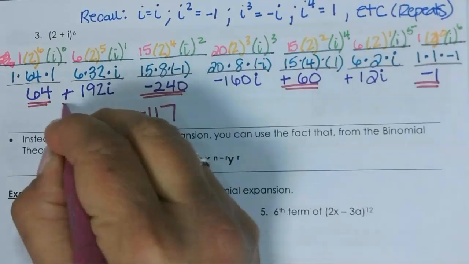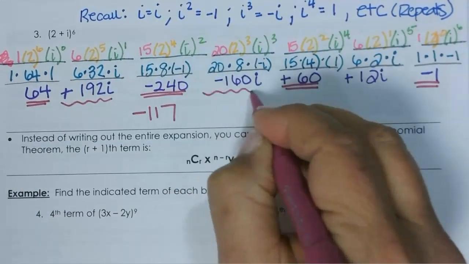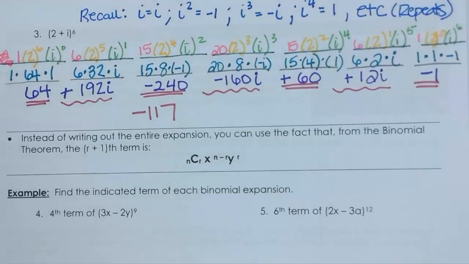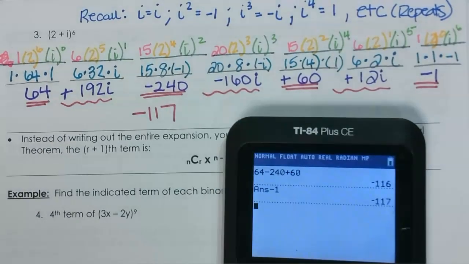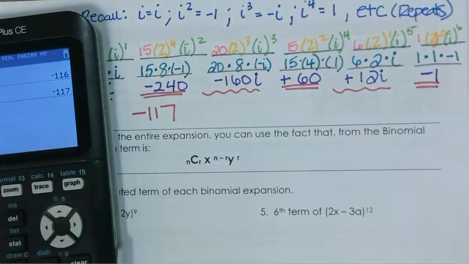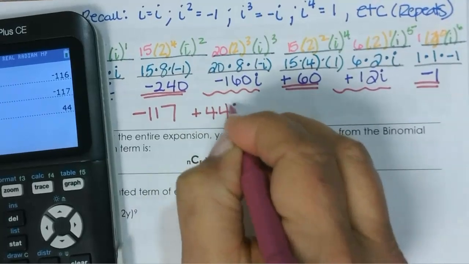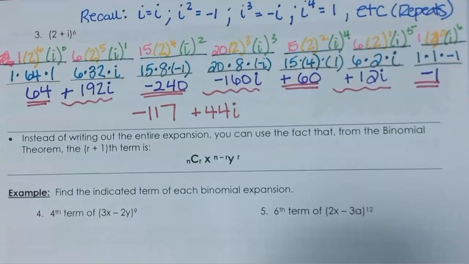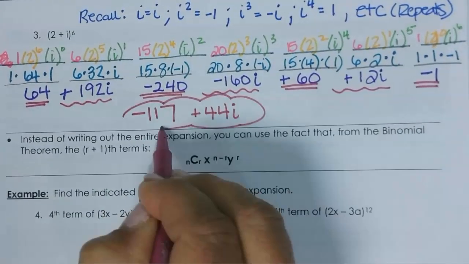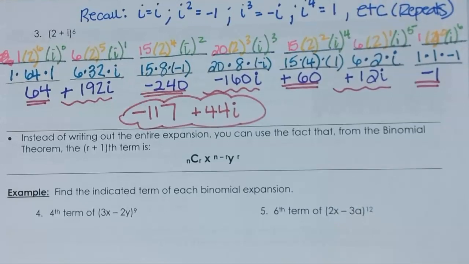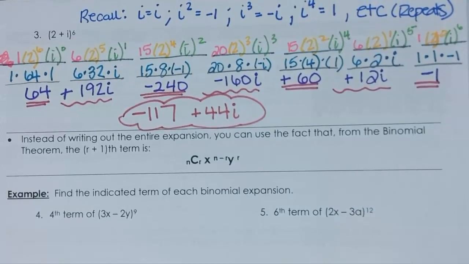And now I can put the imaginary parts together. So I have 192 minus 160 plus 12. Notice I don't even put the i in because those are just coefficients of i. And then I have 44i. And that's going to be what a complex number in standard form would look like. So we'll also be dealing with the pieces for the i's as well, okay?